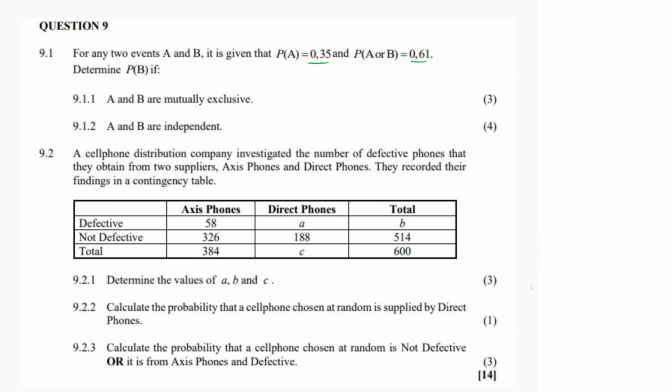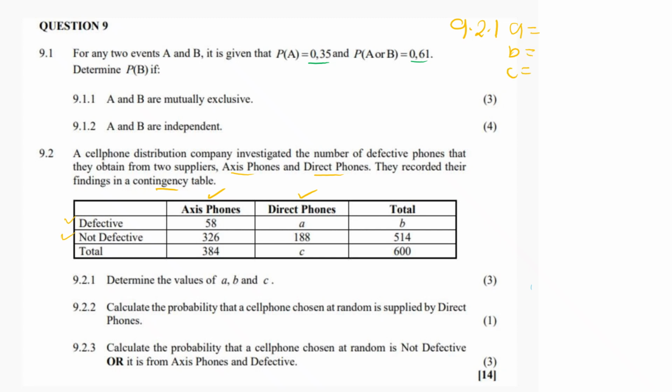Now they're saying a cell phone distribution company investigated the number of defective cell phones that they obtain from two suppliers, Axis Cell Phones and Direct Phones. They recorded their findings in a contingency table. Now, Axis Cell Phones and Direct Phones, we have defective and not defective. 9.2.1: determine the values of A, B and C.